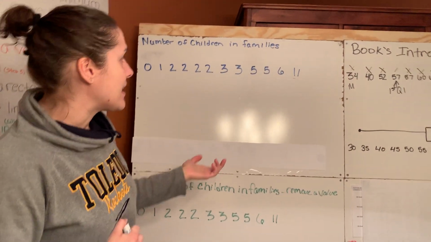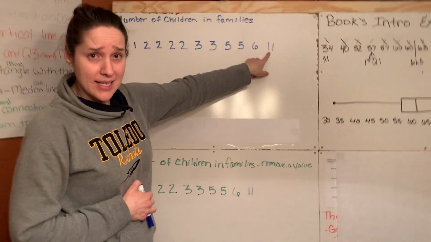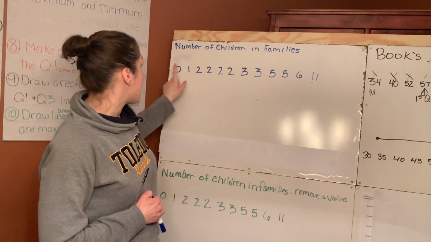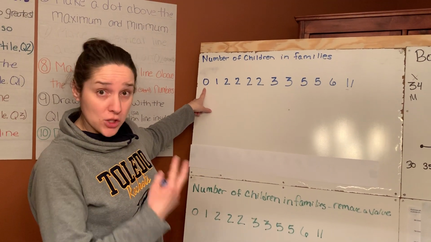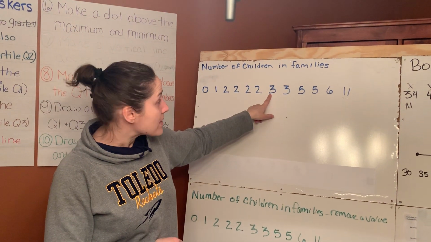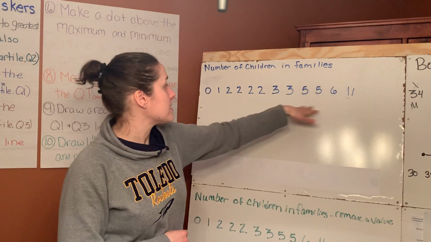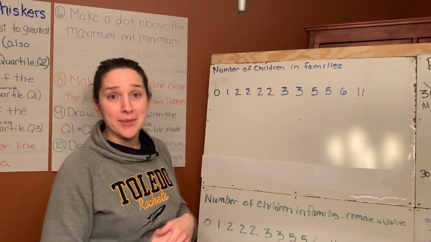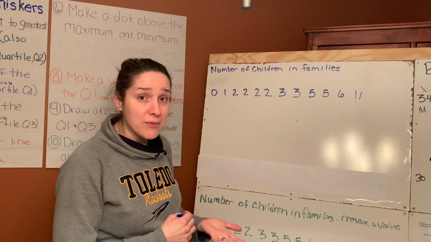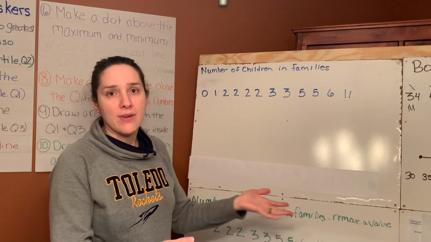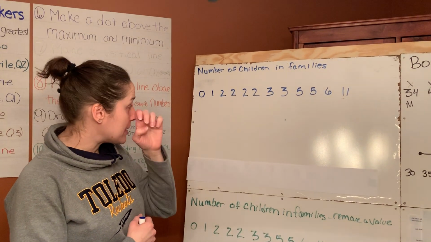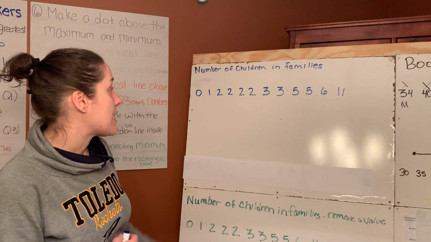Where did I get my data? Well, my dad had 11 kids in his family. My husband's sister has no kids. We have 3 kids. So I just took people that I know within our families and I wrote down how many children were in their family. So if you were doing this in our classroom, we would be doing the same thing and surveying our students with how many children are in families. But we're gonna go through the same set of steps.